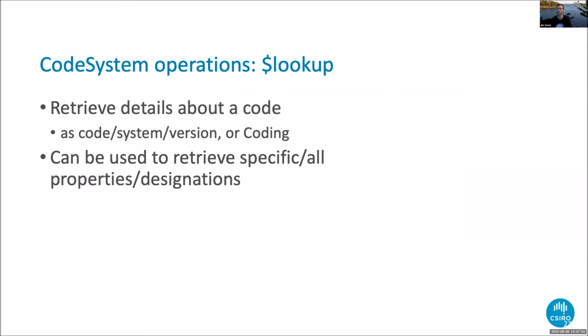It can also retrieve specific properties of the code. So there's a property parameter you can pass in where you can say, I want this specific property to come back. If you don't do that, then the server's kind of free to provide whichever properties it thinks you might be interested in for the code.